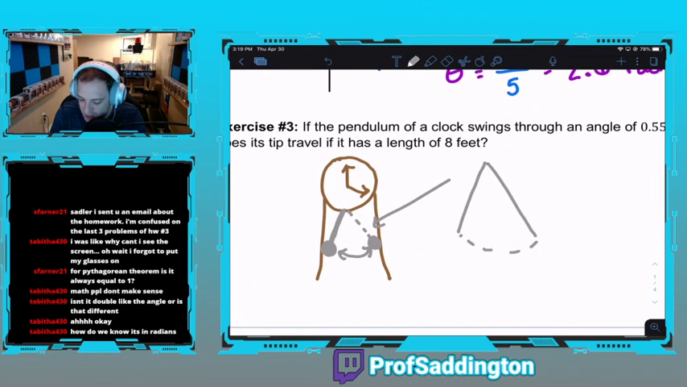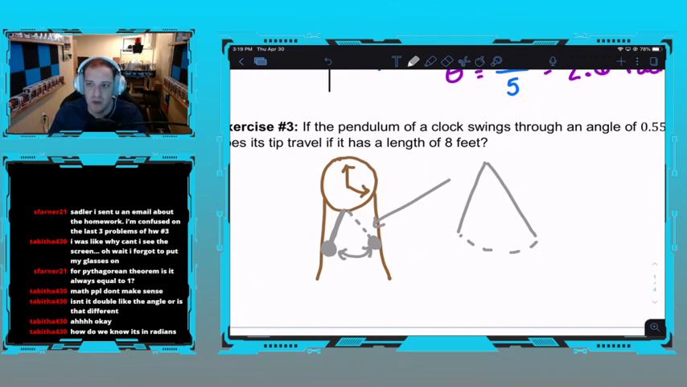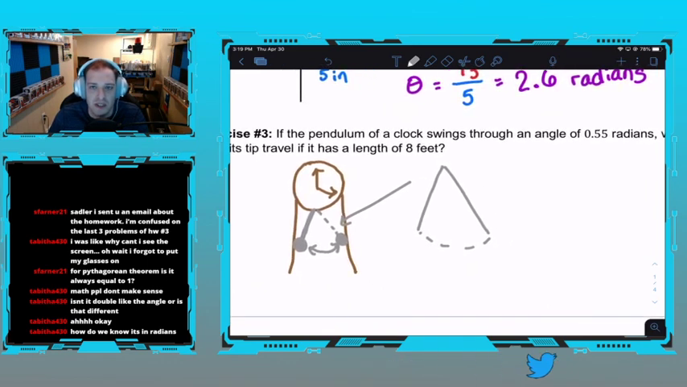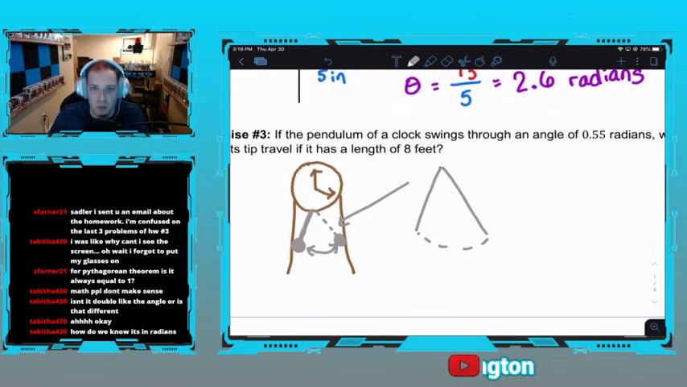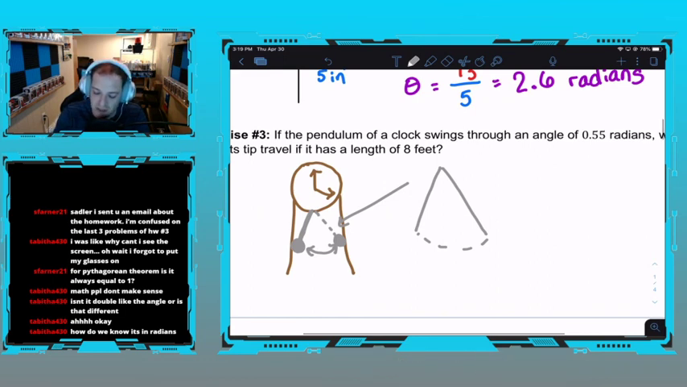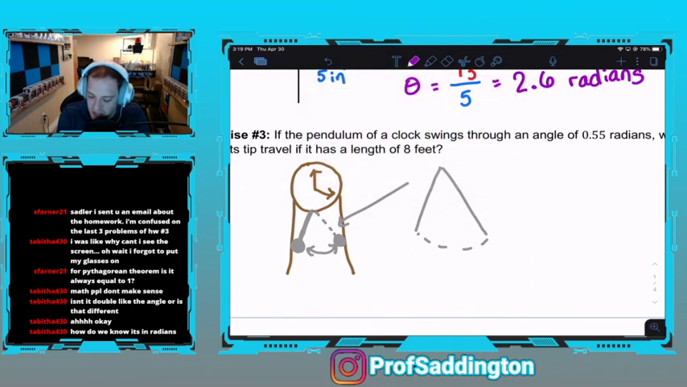This is kind of like what's going on here. So there's a little rotation, and it gives us some information. It says that the pendulum clock swings at an angle of 0.55 radians. So this time, they're telling us what the angle is, and they're saying the angle is 0.55.